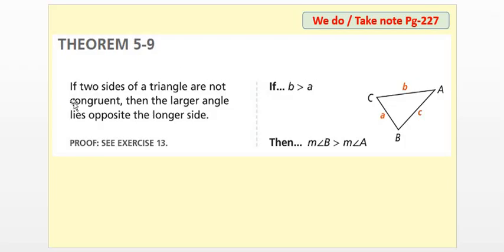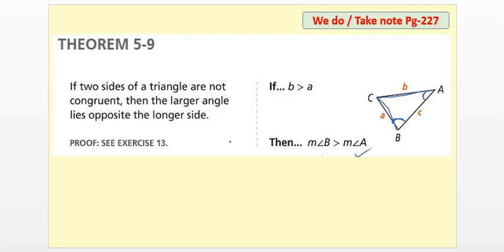Theorem 5.9 says if two sides of a triangle are not congruent, then the larger angle lies opposite to the longer side. So if side B is greater than side C, and side B is greater than side A, then the angle that is opposite to side B, angle B, will become greater than the angle that is opposite to the smaller side.